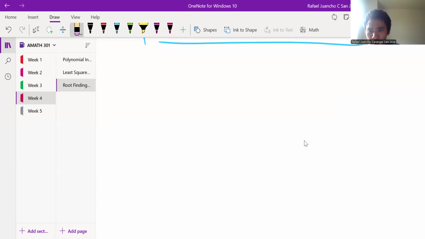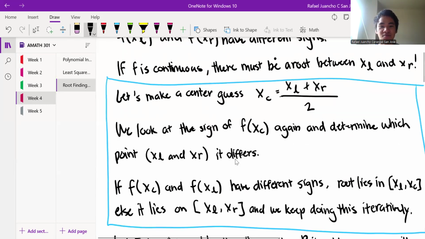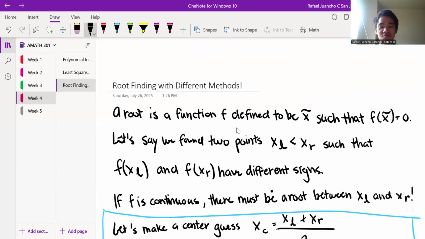Okay, so let's just hop right into it. Okay, sorry about that. So here we have different methods for finding roots, and I'm just going to go over some of them, a brief review. And now I think my screen lagged.